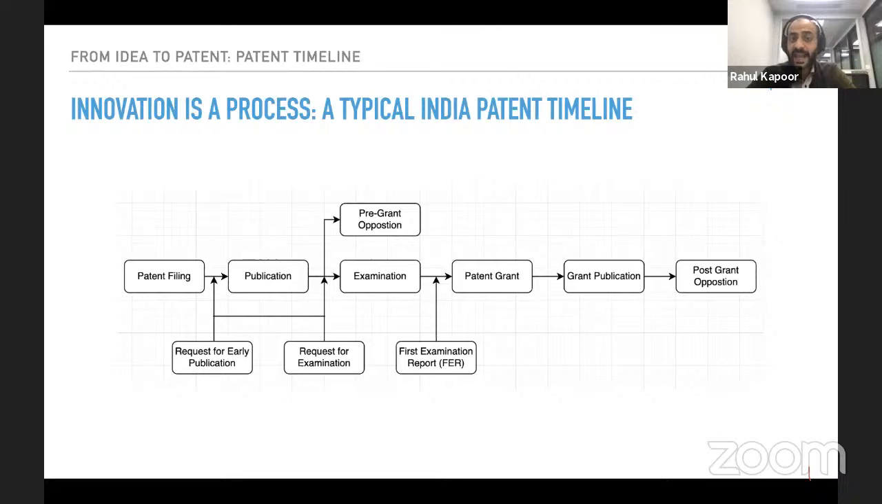That means that they will challenge your patent, saying it's not novel and it should be rejected, ASAP, and so on. And after the examination is done, your examiner is going to give you a first examination report, FER.